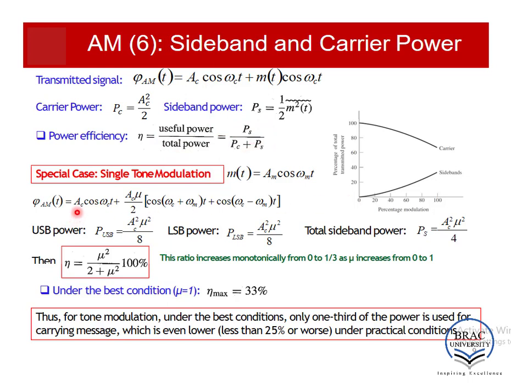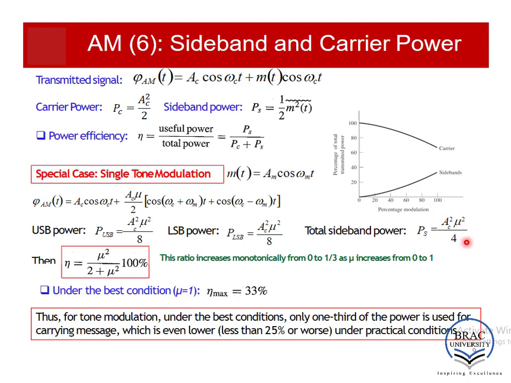In the case of single tone modulation, we have derived this equation and the only difference is previously this value was AM and now it is mu into AC. These two are basically equal because mu equals AM by AC. So we have two cos waves in the sideband here. The first one corresponds to the USB and the second one corresponds to the LSB. Both of these cos waves have an amplitude of mu into AC by 2. So the power of each cos wave, the USB power and LSB power, will both be mu square AC square by 8. So total sideband power, which is USB power plus LSB power, is mu square AC square by 4.